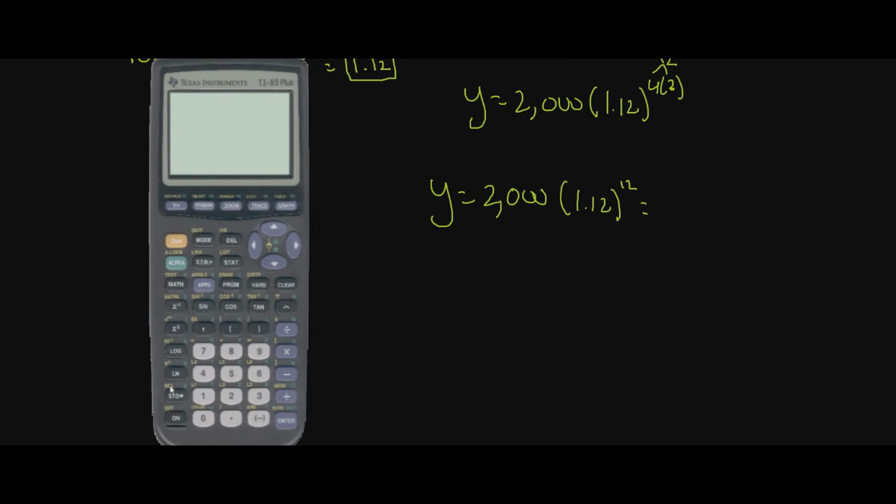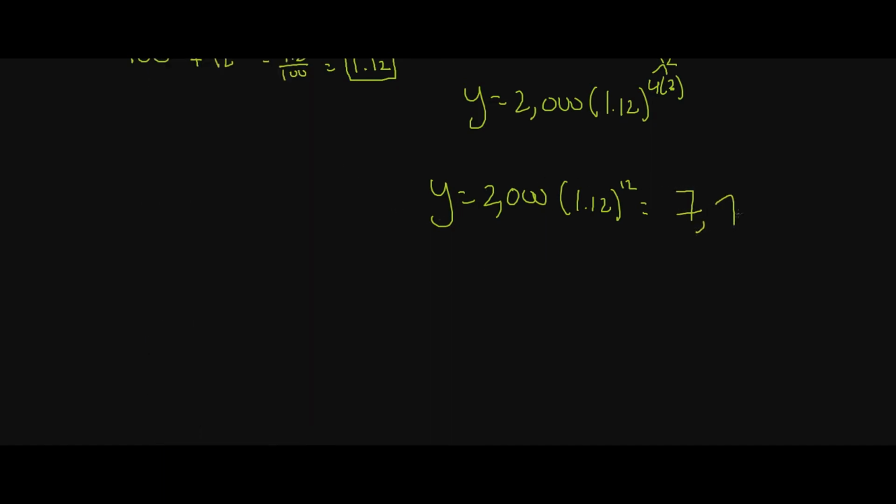So let me pull up my calculator. We got 2,000, and we got 1.12 raised to the 12, and we should have a lot of money. It's 48% compounded 4 times every year for 3 years. It should be a lot. Look at that, 7,791. That's a pretty big increase, my friends. That's pretty nice.